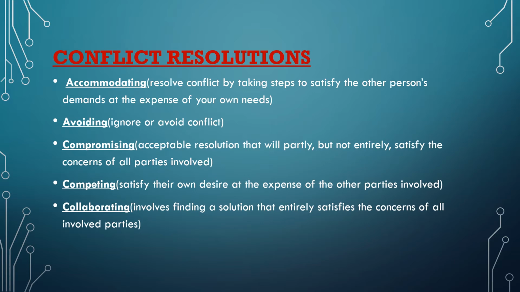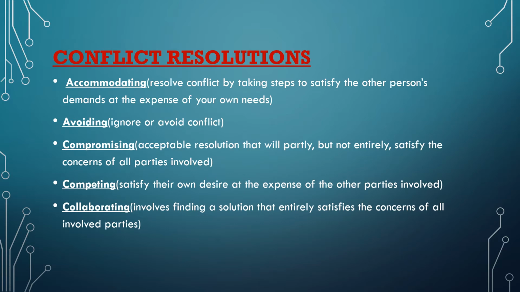Another resolution is compromising, which is an acceptable resolution that will partly, but not entirely, satisfy the concerns of all parties involved. This is where both parties take and give. Each person will accommodate the other person's needs, and this is where common ground is found.